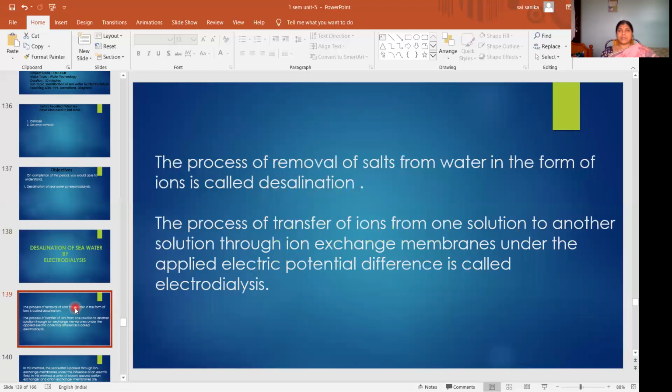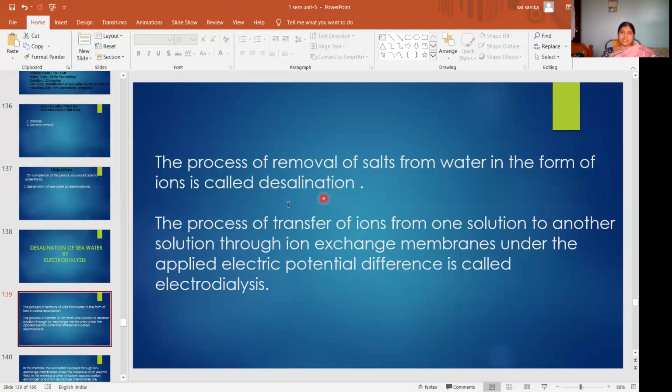First of all, we will see what is meant by electrodialysis. Already you know what is desalination, but once again let us see the definition. What is desalination? The process of removal of salts from water in the form of ions is called desalination.